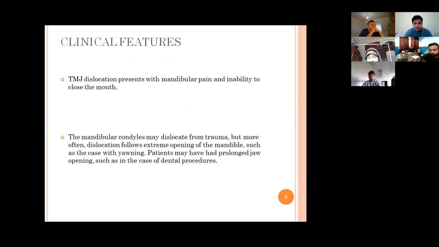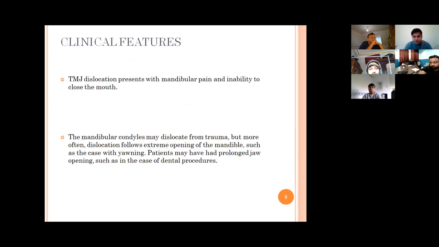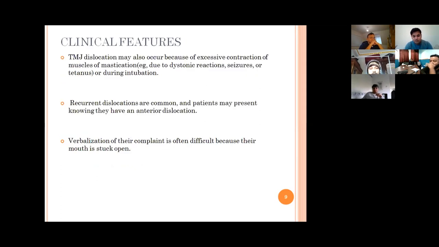So how may a patient with TMJ dislocation present to you in the ED? TMJ dislocation presents with mandibular pain and inability to close the mouth. This may result from trauma, but more often it occurs from extreme opening of the mandible, like in yawning, or when there is a history of prolonged jaw opening, like in dental procedures. The dislocation may also occur because of excessive contraction of the muscles of mastication.